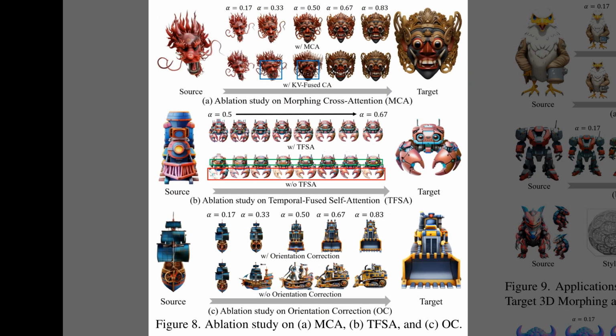Well, having established the overall performance, Figure 8 conducts an ablation study to verify each component's contribution. In Panel A, comparing the top and bottom rows shows that morphing cross-attention prevents the local artifacts highlighted in the blue boxes, which appear when using simpler key-value fusion. Next, Panel B demonstrates the need for temporal fused self-attention. Without it, the bottom strip reveals flickering and instability in the crab's claws, marked by the red and green outlines. Finally, Panel C proves the value of orientation correction, because without it, the model suffers from severe orientation jumps, causing the object to spin wildly instead of morphing smoothly.